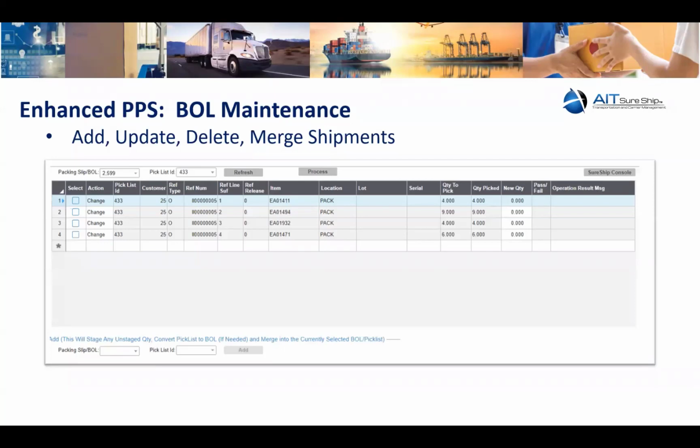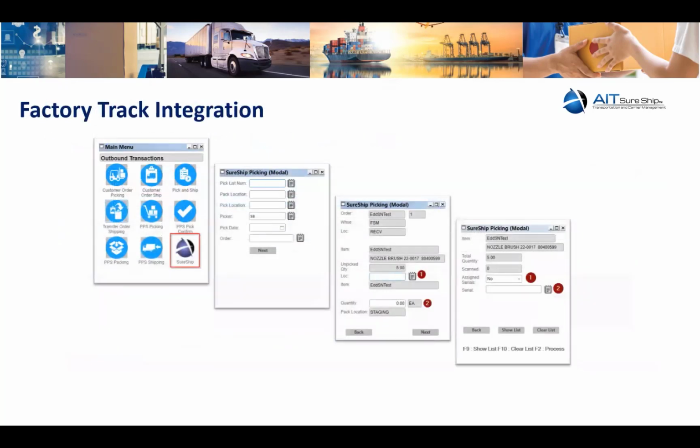Another thing, back to the kind of easy button, is after the fact, if we had a couple of different shipments and wanted to merge them, consolidate them, or update them before we've done the shipping, we've got utilities that allow you to do that. If you are using pick, pack, and ship, and you have that pick confirmation step that can either be done in the CSI application or in Factory Track, we have that built out for SureShip as well.